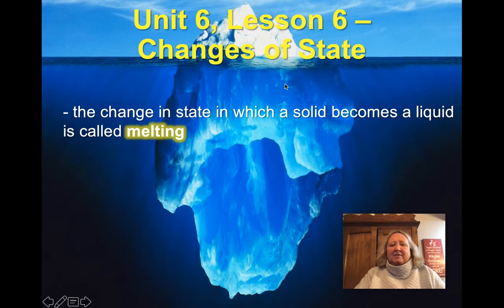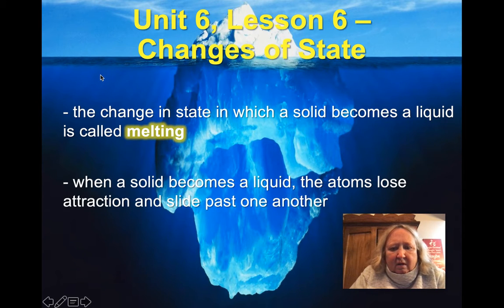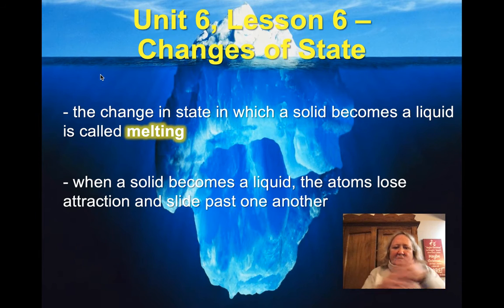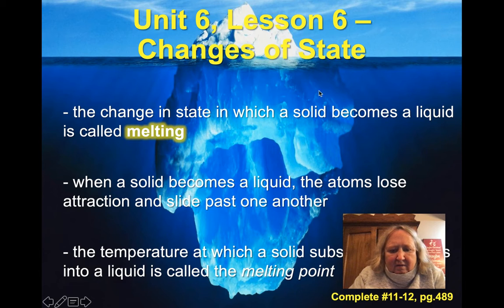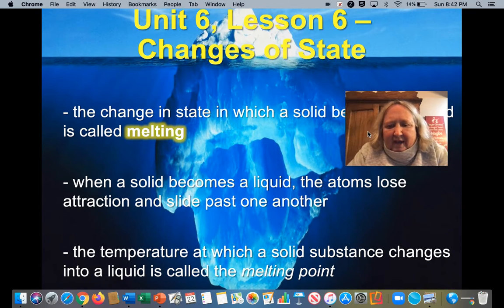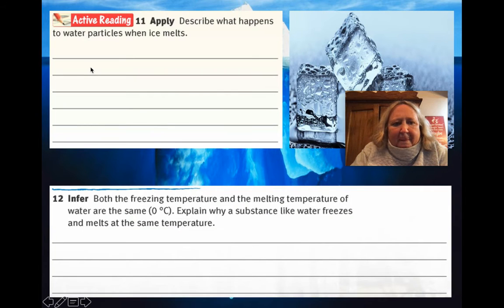Now, the opposite of that is melting, a solid turning into a liquid. And when that happens, the atoms lose some of their attraction and start sliding past each other. Back to our movie theater example. We've left the movie theater and we're out in the lobby. And the temperature where that happens is called the melting point. So I want you to think about something and then we'll talk about it in a second.